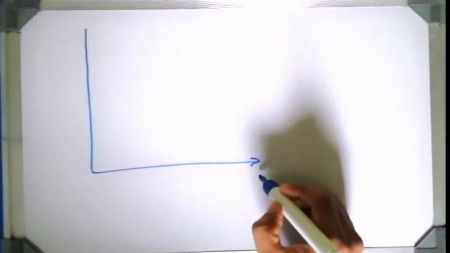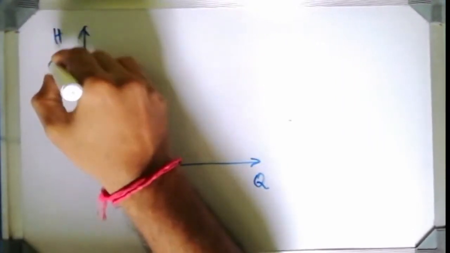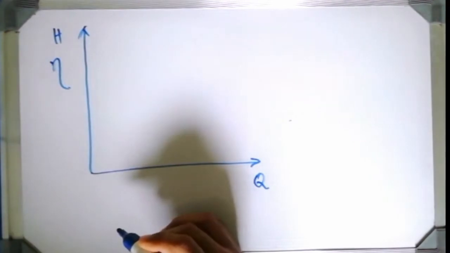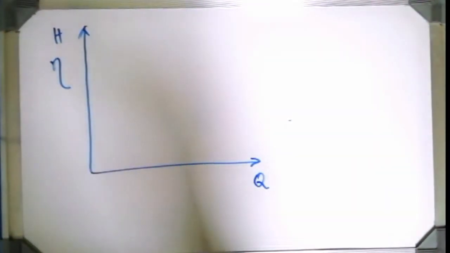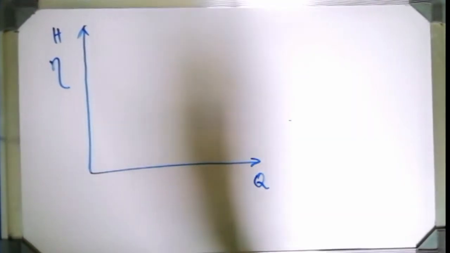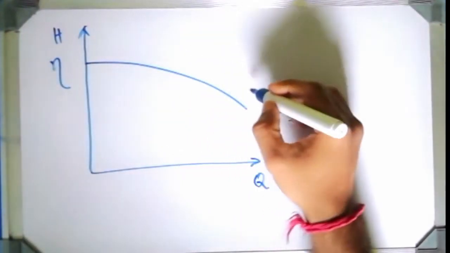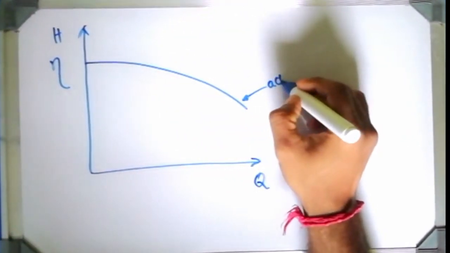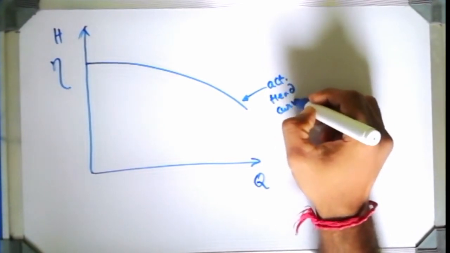Now showing you another curve, discharge, head, efficiency. This curve you can see in any book. If we plot, first of all let me draw the head curve. Already I have shown you the actual head curve looks like this. This is the actual head curve.